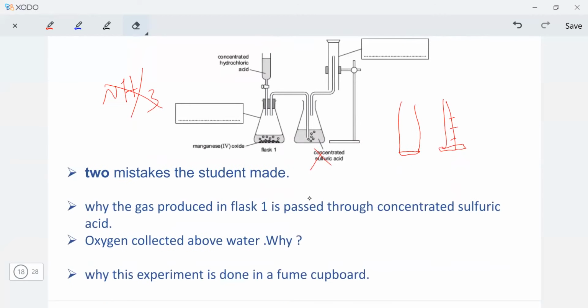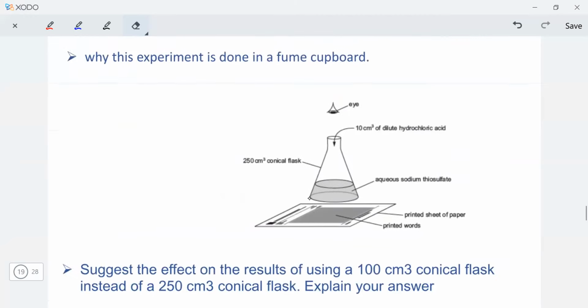Another repeated question is going to ask you, why do I use a fume cupboard for any experiment? You are going to say, because I have a toxic gas. If you have a certain gas in the experiment, like chlorine gas, you're going to say because chlorine gas is a toxic gas.